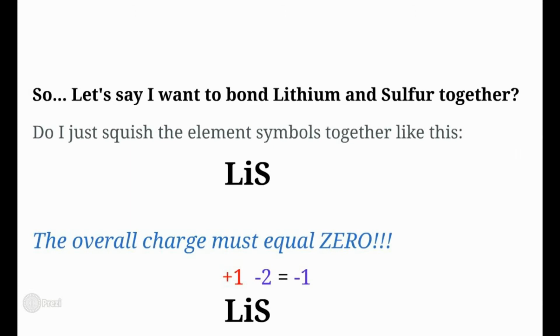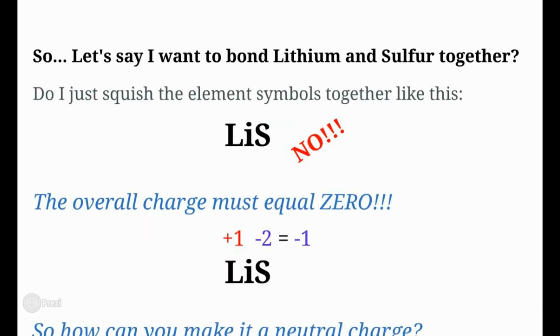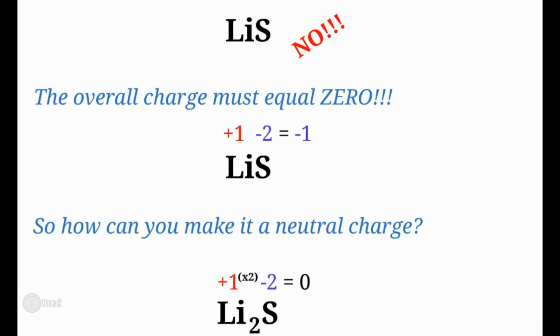What's the charge of lithium? +1. What's the charge of sulfur? -2. If you do +1 with -2, you're going to get an overall charge of -1. You cannot have that. They want to be like noble gases. They want to be 0. You have to get it to 0. The only thing you can do is double up. So this would be incorrect, but this is correct down here at the bottom, where you actually have to double it.